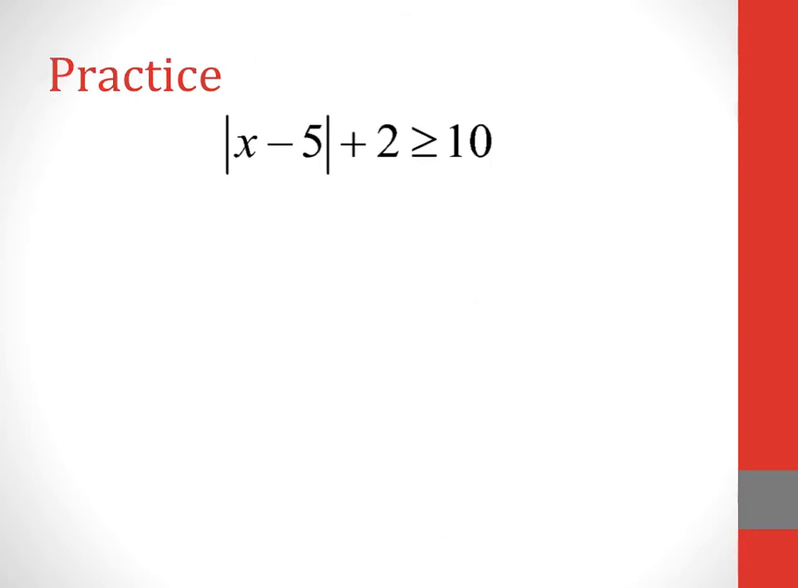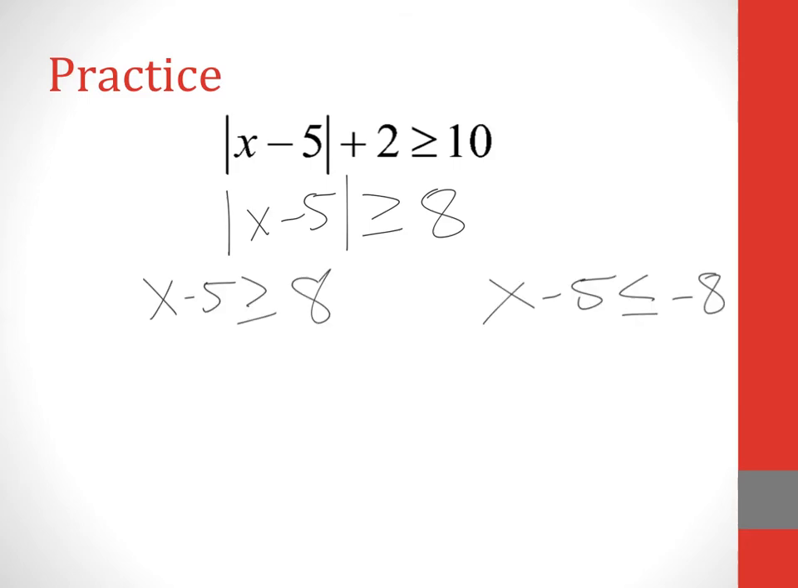All right, what do we have to do first in this one? Yes, we have to isolate the absolute value. I went ahead and subtracted the 2. So I have absolute value of x minus 5 is greater than or equal to 8. Now we can set up our 2 separate inequalities. Once I've split them up, they are no longer absolute values. I used my absolute value to split this up into 2 regular inequalities. And now I can just go ahead and solve them.